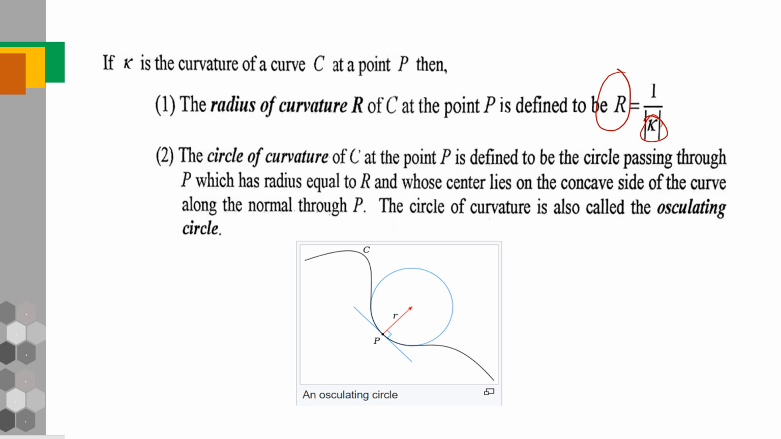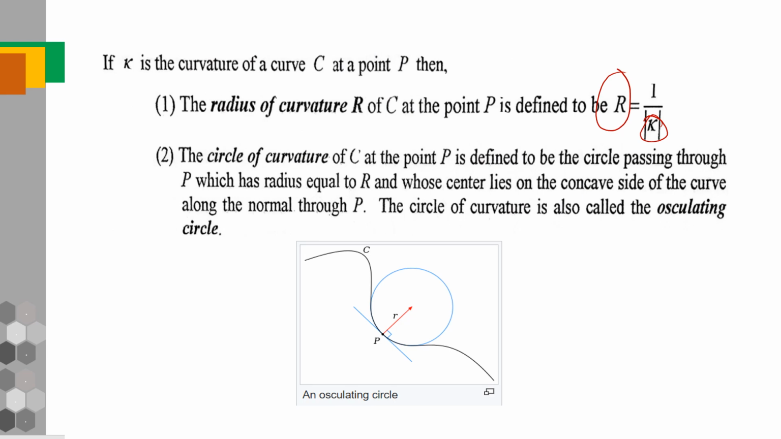No? So the circle of curvature of C at the point P is defined to be the circle passing through P, okay, which has a radius equal to R and whose center lies on the concave side of the curve along the normal through P. Okay? So, ito yung nasa diagram natin.